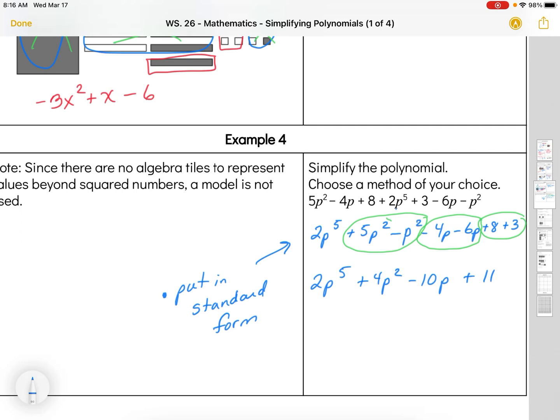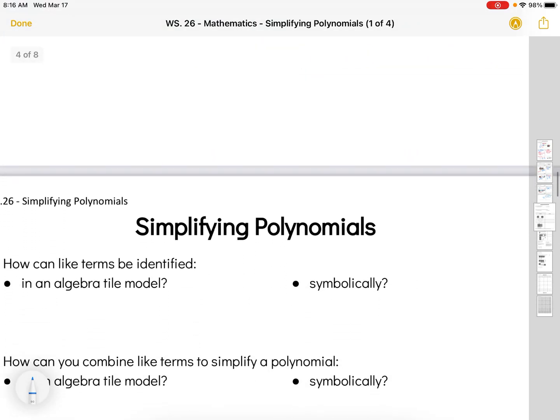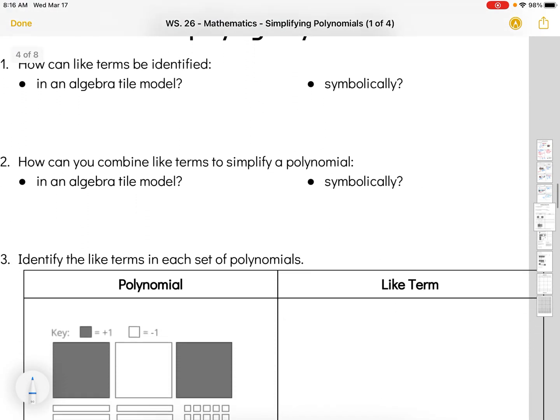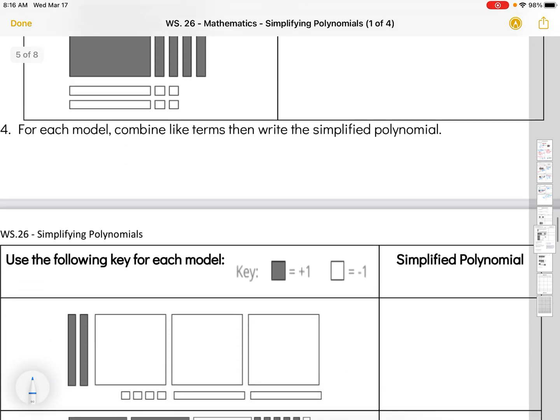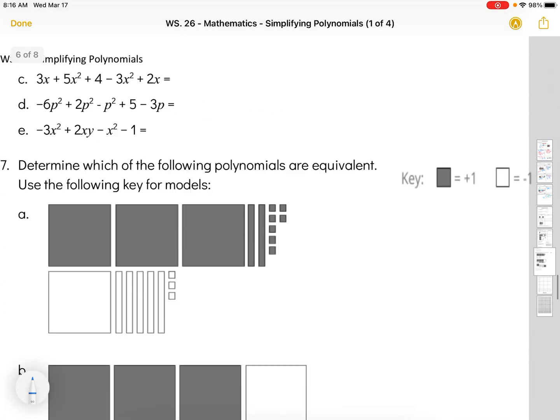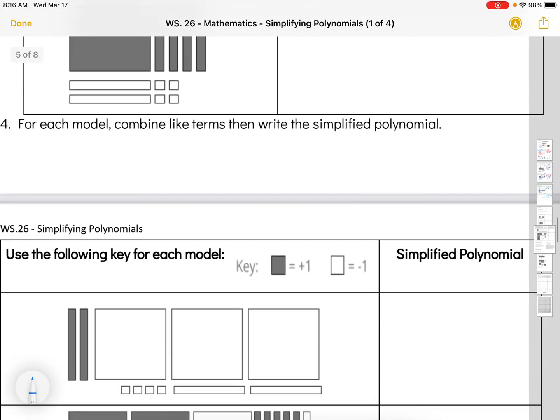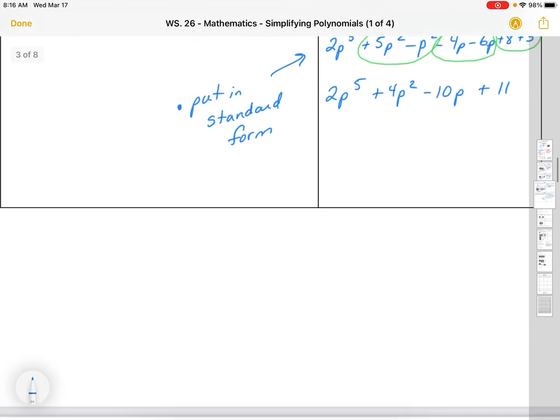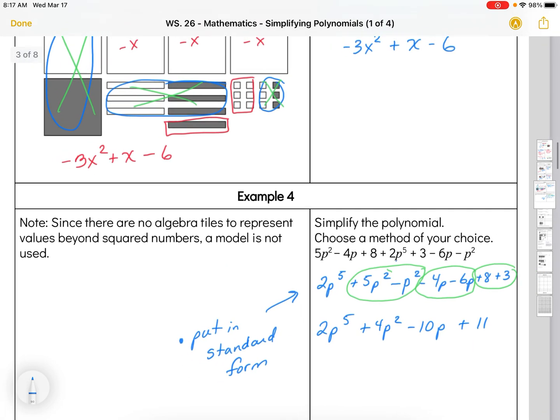Okay, so that is the notes for this. Now it's time for you to do some practice. So you're going to finish the rest of this worksheet practicing simplifying polynomials. I will post the key for you for your practice. And hopefully this is starting to make a little more sense.